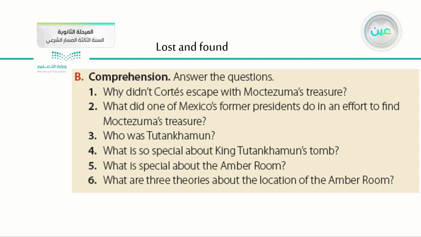Of course, here we have some comprehension questions. I'd like you to answer them together. Let's first read them and then see each one of them. Why didn't Curtis escape with Moctezuma's treasure? What did one of Mexico's former presidents do in an effort to find Moctezuma's treasure? Who was Tutankhamun? What is so special about King Tutankhamun's tomb? What is special about the Amber Room? What are 3 theories about the location of the Amber Room? Let's go over them together now, guys.